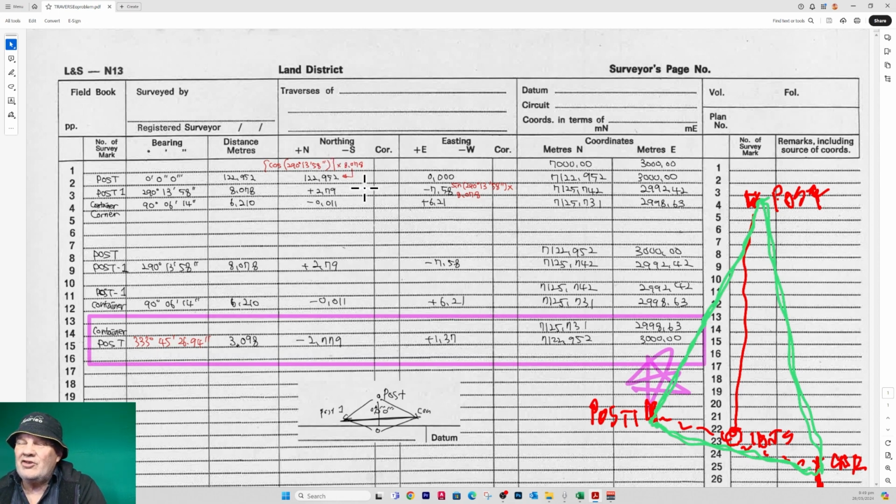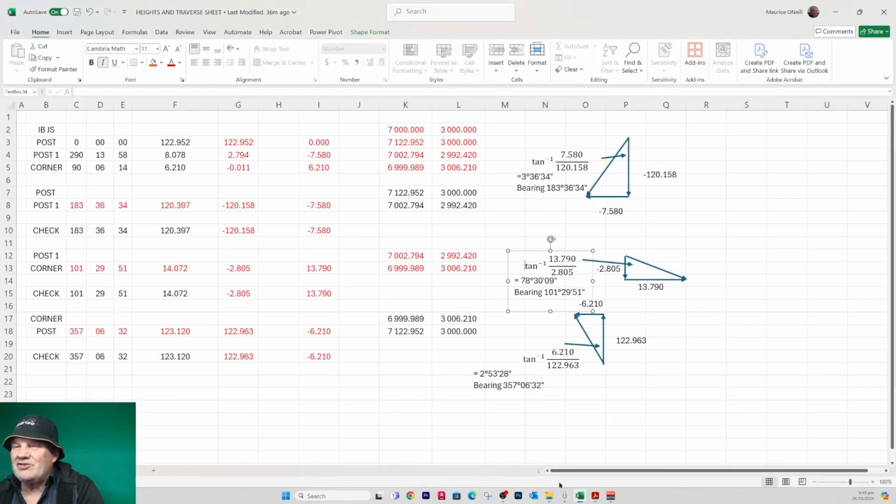So we take the cosine of the bearing and multiply it by the distance to get the northing, and the sine of the bearing and multiply it by the distance to get the easting. I have on some other exercises worked through with an Excel spreadsheet. These ones here are the radiations.